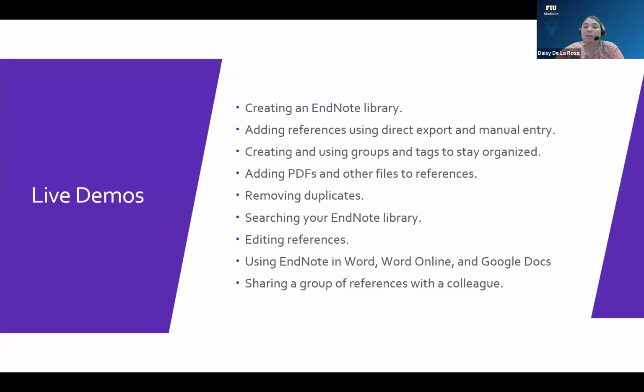All right, so now we're going to move into the live portion of the workshop. These are the things we're going to show live: creating an EndNote library, adding references, using direct export and manual entry, which are the big two among many different ways to add things into EndNote. Creating and using groups or folders or tags, adding PDFs and other files to references, removing duplicates, searching your EndNote library, editing references, and then using EndNote in Word, Word Online, and Google Docs, and just briefly how to share a group of references with a colleague.